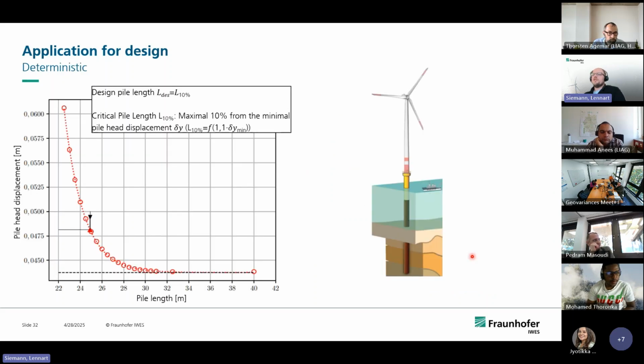But now what the engineers do is actually what you can see here, without going too much into detail. What you can see here is the pile length, so the length of the pile, this one here. And here you can see the pile head displacement, which is the displacement at the head of the pile if you would push against it, basically with a given force. And what they use for the design is a design pile length, which is here, which is 10% of the minimal pile head displacement, which is here. This is kind of a design requirement from the engineers. Don't ask me further about that, please. But this is where we go with.